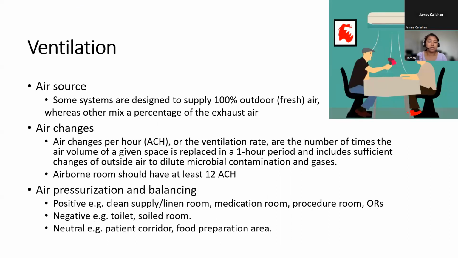So here are some of the main components of the ventilation system. As mentioned earlier, most systems use outdoor or fresh air as their main air source. However, some systems use a mixed percentage of the exhaust air as their air source. Then we have the air exchanges, which is the number of times that the air volume of a given space is replaced in 1 hour and includes sufficient changes of outside air to dilute microbial contamination and gases. It is very important to note that the airborne room should have at least 12 air changes per hour. Although I understand that most long-term care homes do not have an airborne room or negative pressure room.